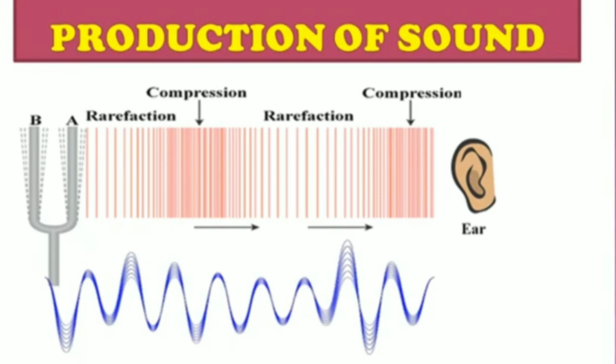The number of cycles formed in the air in 1 second will be decided by the number of times the prongs of the tuning fork vibrate back and forth. That is, the number of vibrations of the tuning fork in 1 second. The number of such cycles that are produced in the air per second is called the frequency of the sound wave. The frequency is measured in hertz. If one cycle is completed in 1 second, the frequency is said to be 1 Hz.